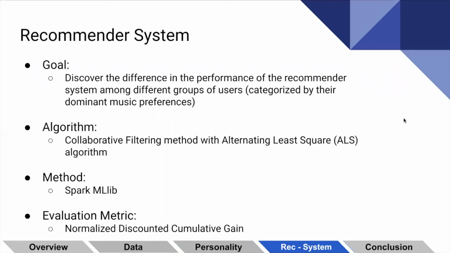Finally, after the completion of the pipeline implementation, we come to our evaluation. The goal of using the recommender system is to evaluate its performance among different groups of users categorized by their music preference. Here, we use one of the most popular methods used in the recommender system. That is collaborative filtering with the alternating least squares, or abbreviated as ALS algorithm. SparkML is used to set up the system and conduct the evaluation.